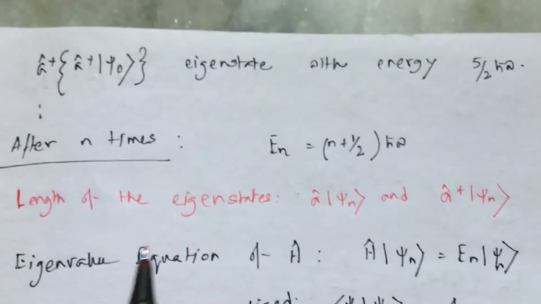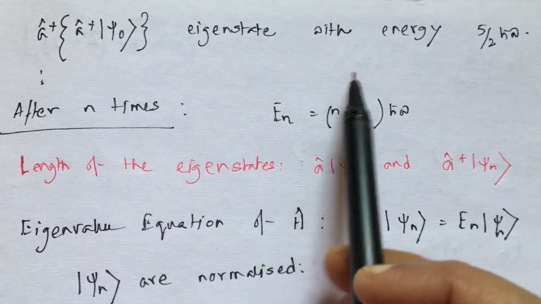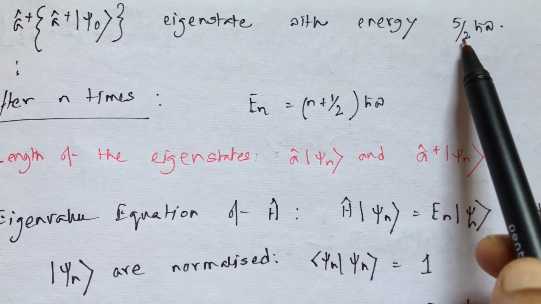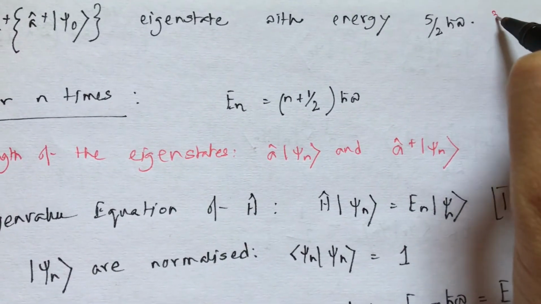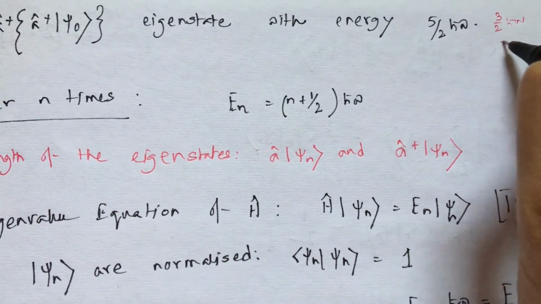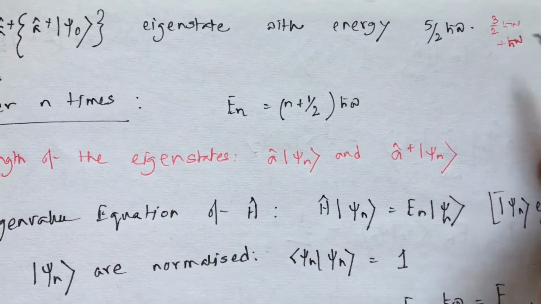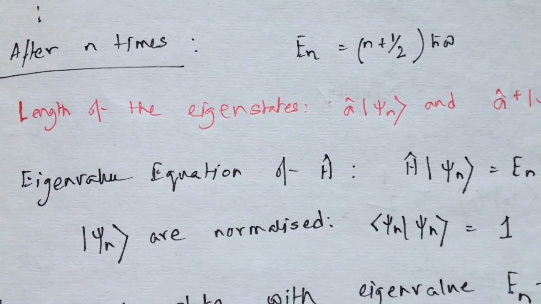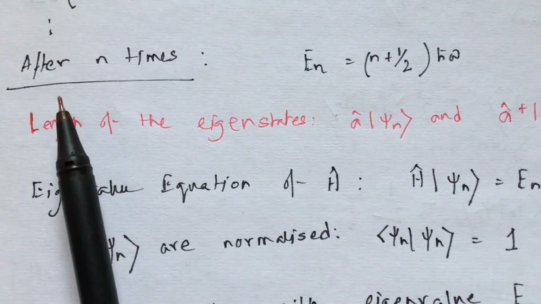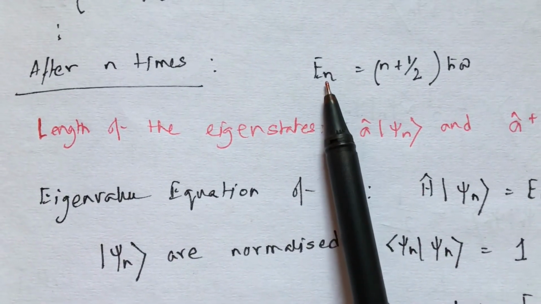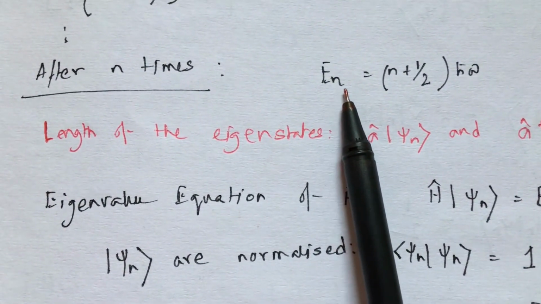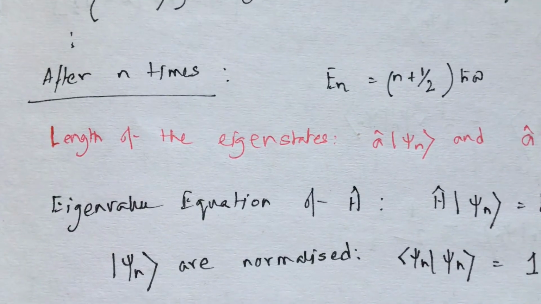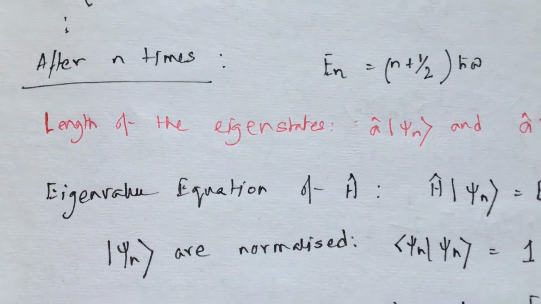If I further apply the A dagger, the energy value will further increase by ħω. So it's now 3/2 ħω plus ħω, which gives me 5/2 ħω. That means when we apply the A dagger operator n times, the energy eigenvalue for the harmonic oscillator will be En equal to (n plus half) ħω. This half factor is actually a contribution of the uncertainty principle.